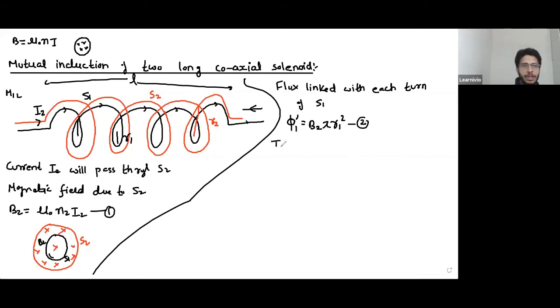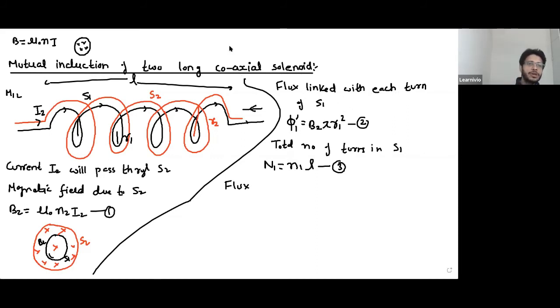Now this is with each turn. Now I need the total number of turns in solenoid S1. That I represent by capital N. To calculate the total number of turns, you can simply multiply the number of turns per unit length by the length of the solenoid. The number of turns per unit length is N1. The length of the solenoid is L. So just multiply this N1 with L. This is equation number 3. That's the number of turns per unit length, this is the total length, so that's the total number of turns. And this is the flux linked with one turn of S1.